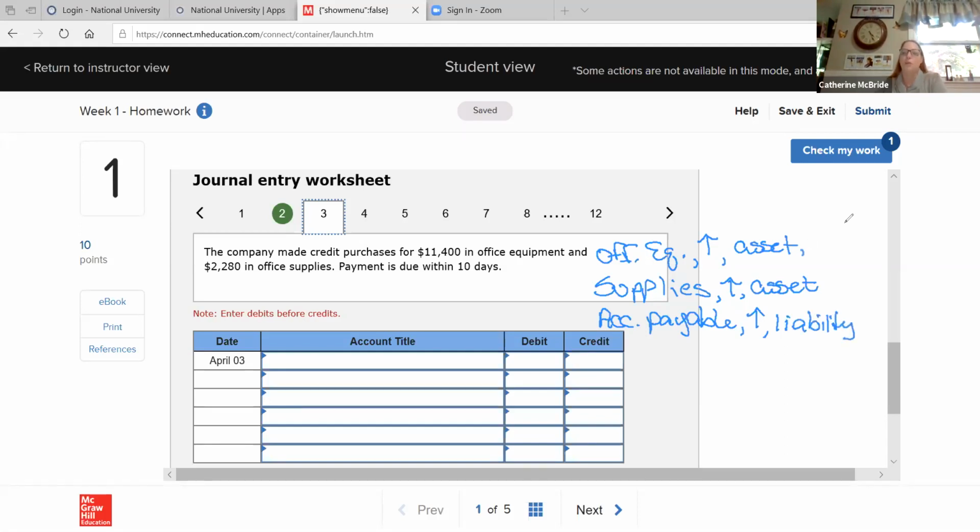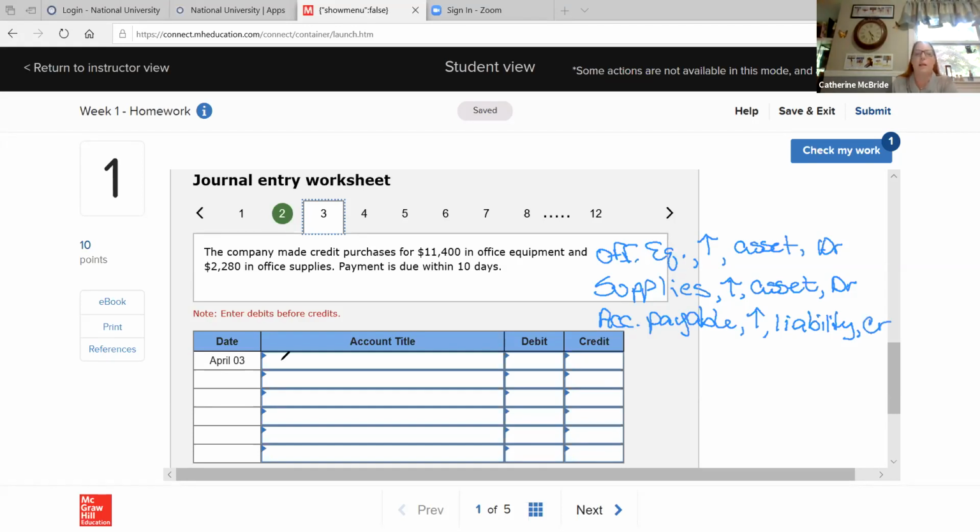All right, now go to your resource sheet. If I increase an asset, do I debit it or credit it? If I increase an asset, I'm going to debit it. If I increase a liability, am I going to debit it or credit it? I'm going to credit it.